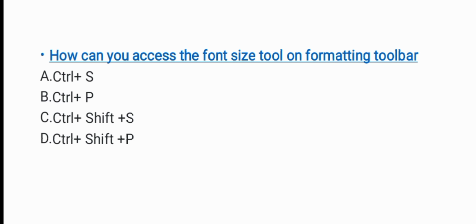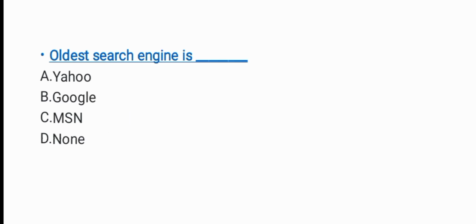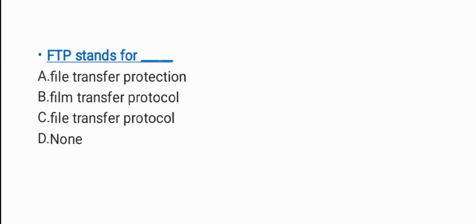How can you access the font size tool on formatting toolbar? Control S, Control P, Control Shift plus S, Control Shift plus P. The correct option is option D, Control plus Shift plus P. Oldest search engine is Yahoo, Google, MSN, none. FTP stands for Film Transfer Production, Film Transfer Protocol, File Transfer Protocol, none of these. The correct option is option C, File Transfer Protocol.